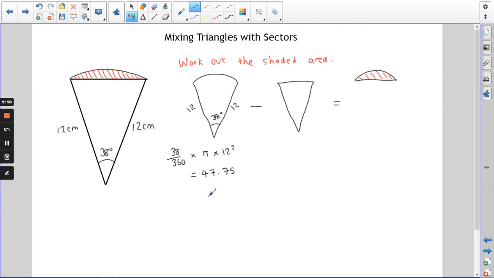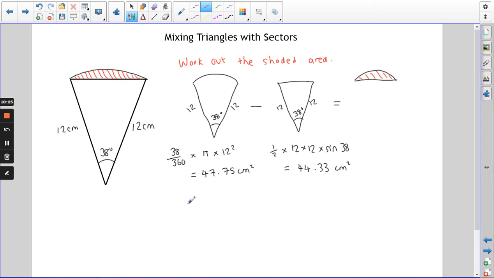Then we look at the triangle on its own. So 12, 12, 38. So this time that's our A, B and capital C. So a half times 12 times 12 times sine 38. The triangle on its own, ignoring the little bit at the top, has got an area of 44.33. This is all in centimetres squared, remember? So why has the sector got a bigger area than the triangle? It's because of the shaded red bit on the top.